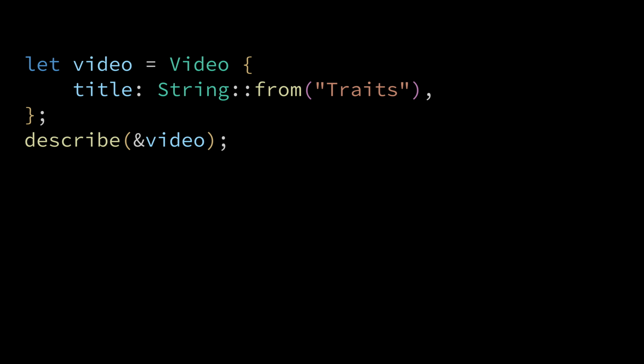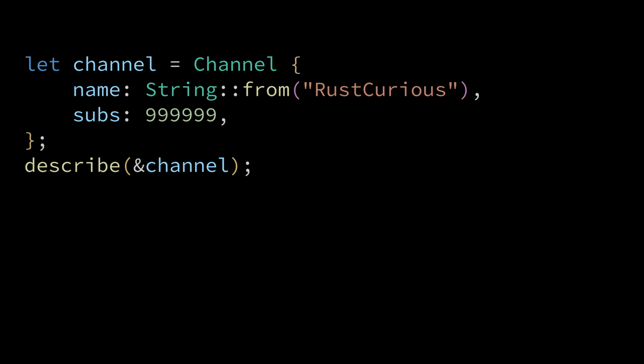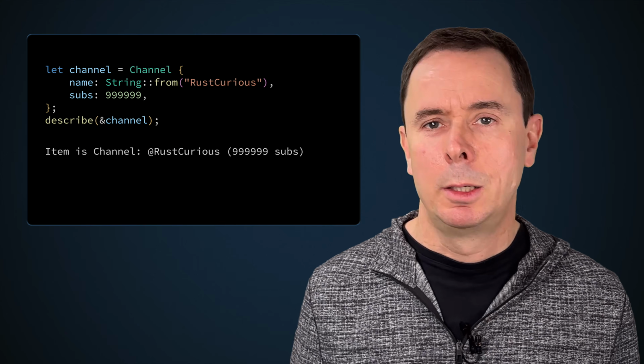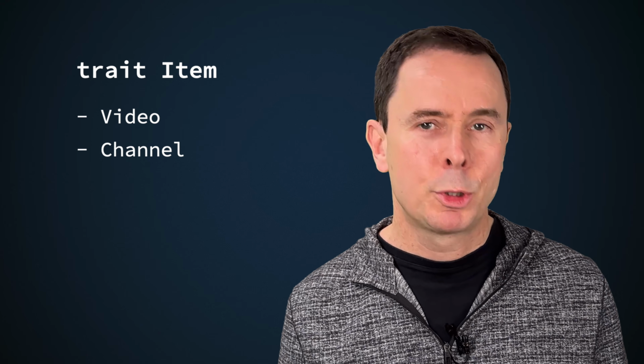So if we create a Video struct, we can call describe with a shared reference to the video. That prints out "item is video traits". And if we have a channel, we can call describe with a shared reference to the channel. That prints out "item is channel at Rust Curious with a modest number of subs". So that's the basic idea. A trait defines an interface, types can provide their own implementations, and we can use the trait as an abstraction over all those types. There's something fun we can add to this example.